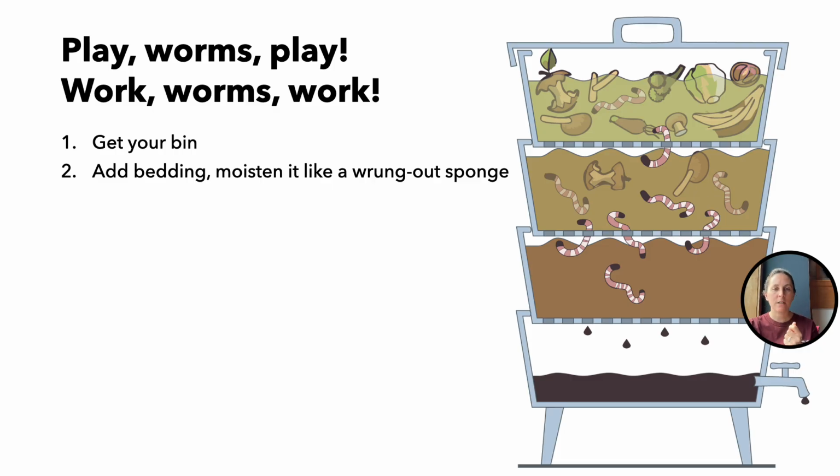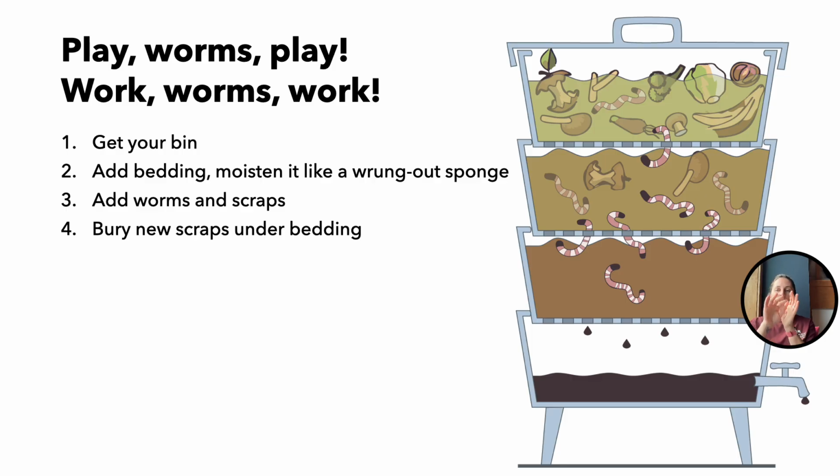So then the first step is to add your bedding. Moisten it like a wrung out sponge, and then you add your worms and your scraps. And each time that you add your scraps, you're going to dig a hole underneath the bedding, add the scraps, and then cover it back up.